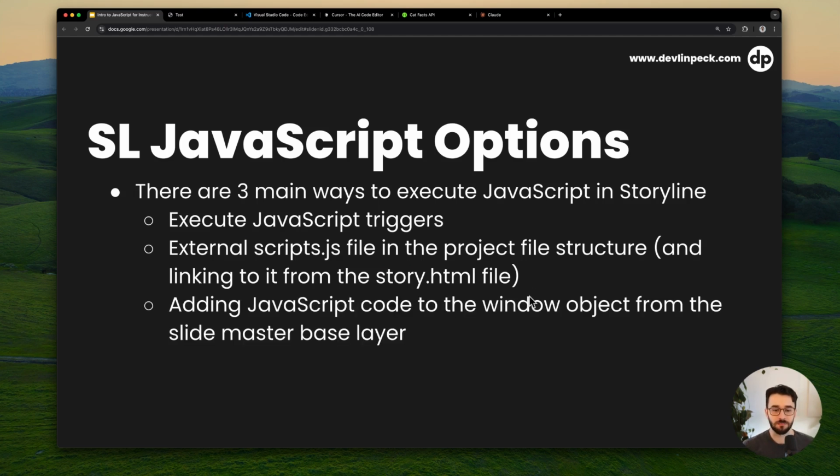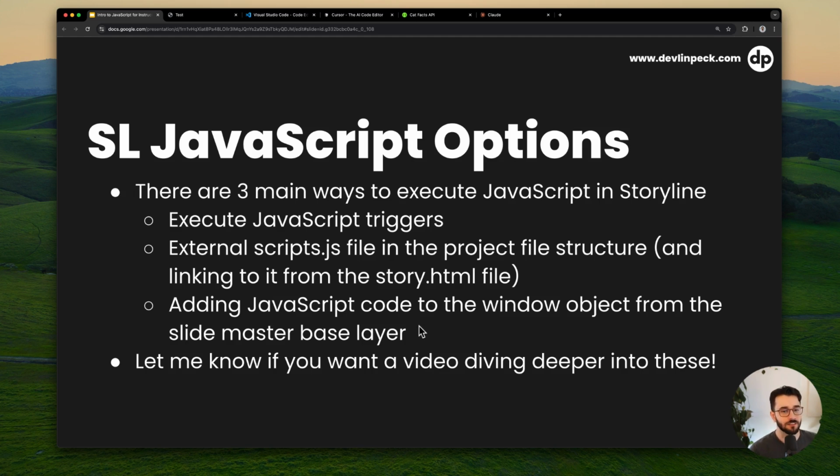And then the third way, which is my favorite, but it's the most confusing, is to add all of the code that you would typically include in your scripts.javascript file. You can actually add it to the window object of the browser itself from the slide master base layer. So the benefit of this is every time you publish your project with the second approach, you have to drag in your scripts.javascript file. You have to edit the story.html file to link to it. Whereas with this one, every time you publish, the code is already there. I'm not going to go too in-depth into that here because this video is already long enough. But if you want a deep dive into working with JavaScript in Storyline, we can definitely get way deeper on what we can do with that.